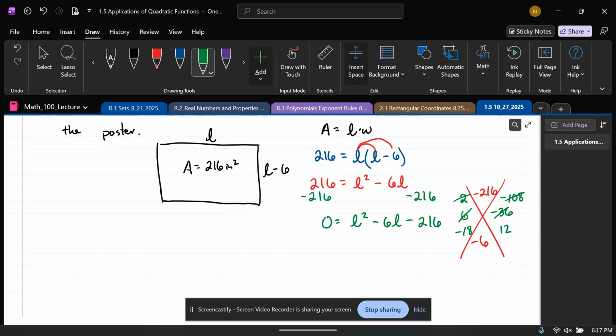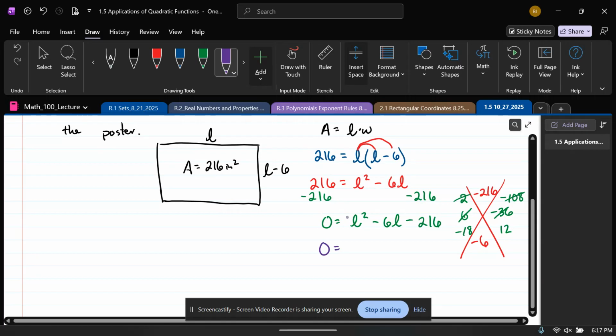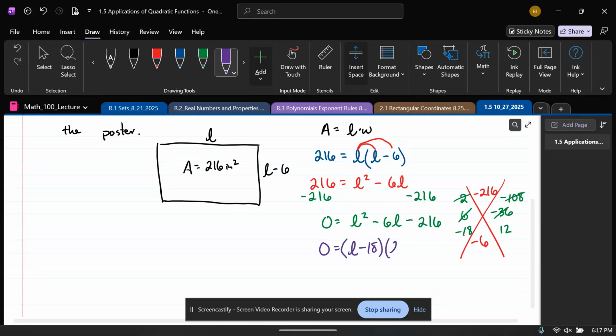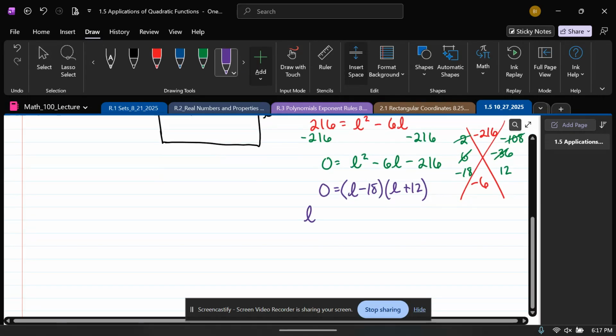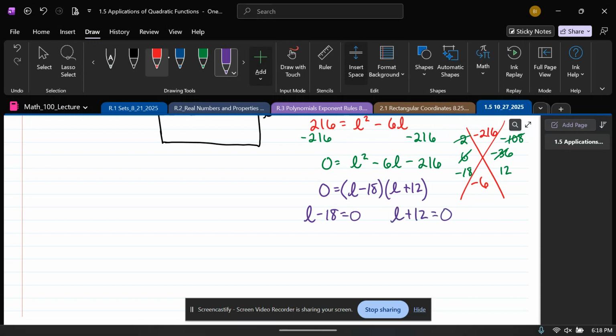All right, so now, how can I factor that? Do I need to do the grouping here, or can I take the shortcut? Yeah, take the shortcut, because there's a 1 in front of that L squared. So this is going to be L minus 18, L plus 12. Those are my two factors. And then I'm going to set those equal to 0 and get L by itself.